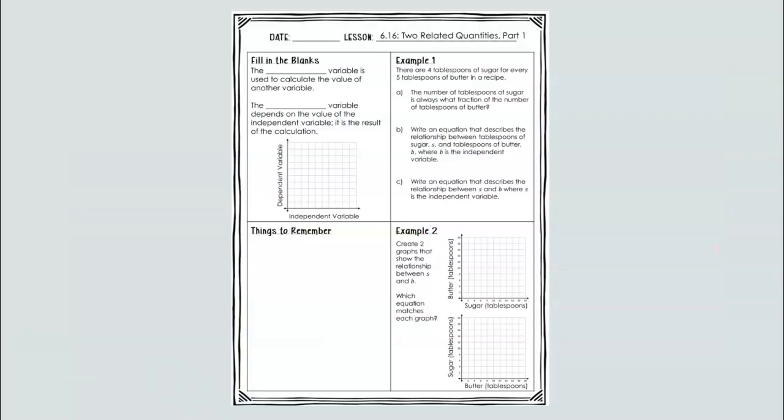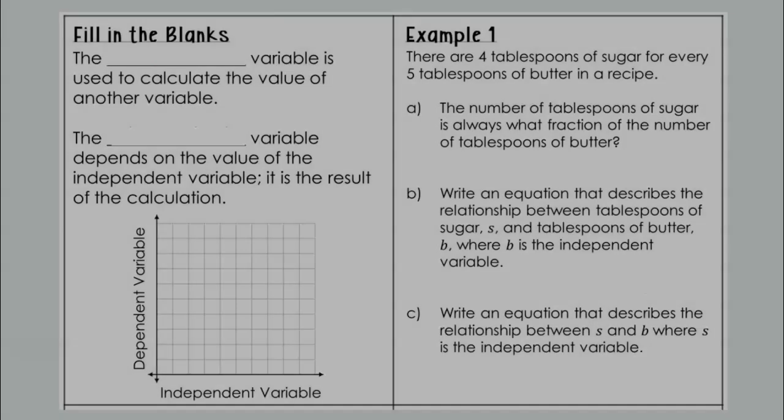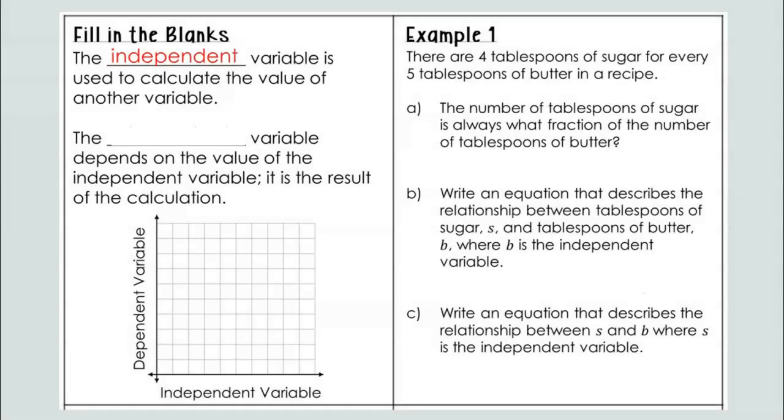You need to find 6.16, two related quantities, Part 1. Fill in the blanks. The independent variable is used to calculate the value of another variable, while the dependent variable depends on the value of the independent variable; it is the result of the calculation. Notice that the independent variable goes on the x-axis and the dependent variable belongs on the y-axis.